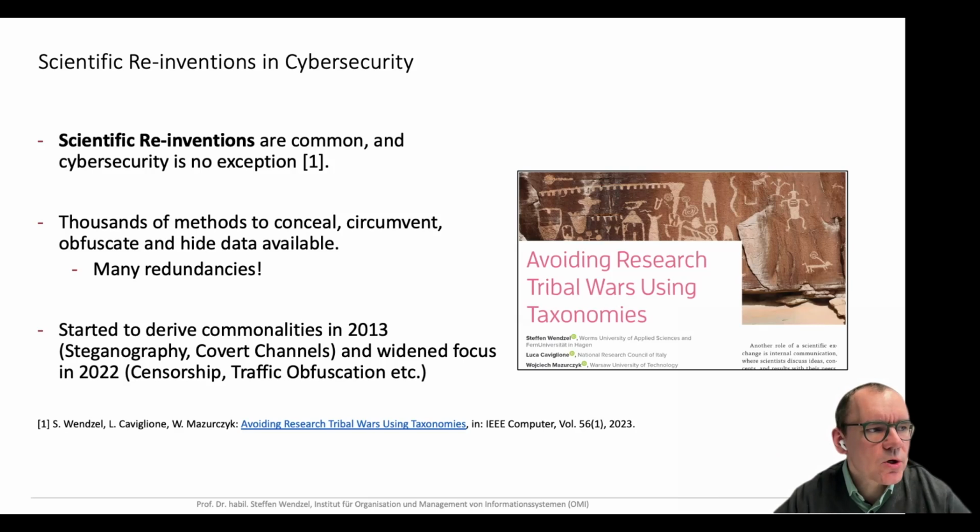So the idea of this paper is to derive commonalities of the different steganography domains. Steganography is the art and science of how data can be hidden in some other data. For instance, a video can be hidden in another video, or a textual message can be hidden in an image or in a network packet.